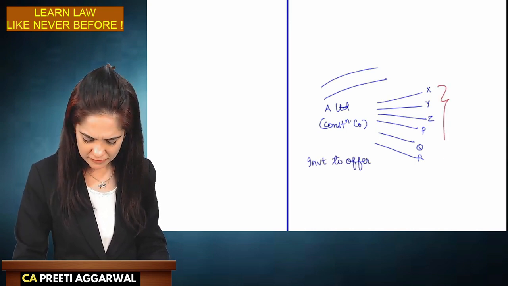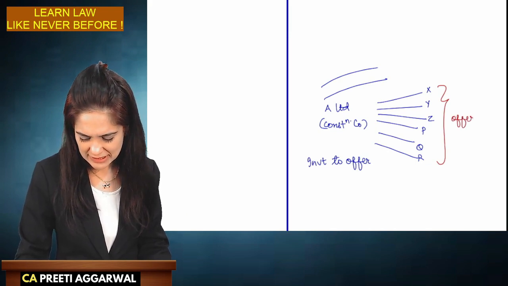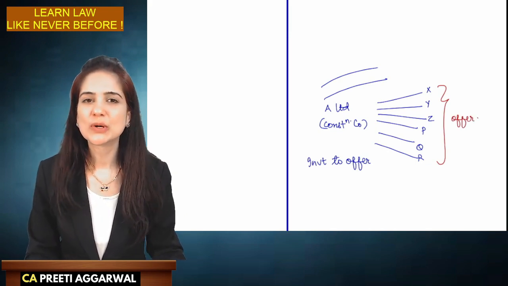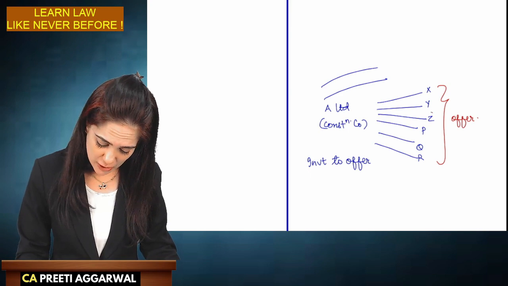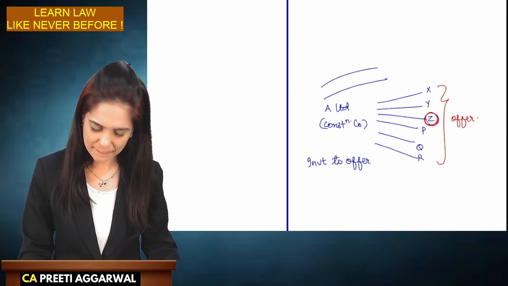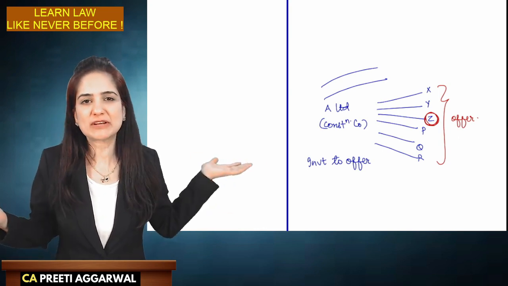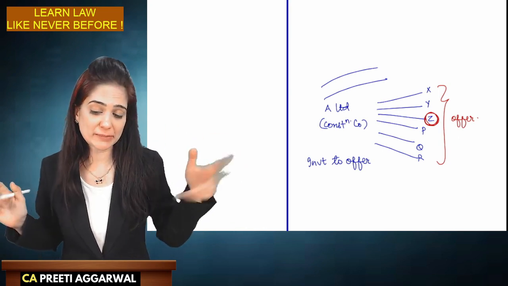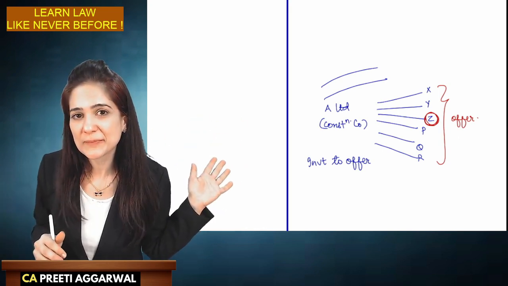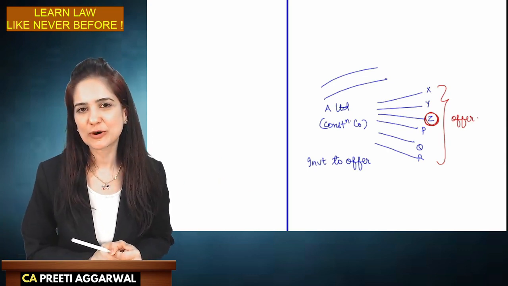Who gave the offer? X, Y, Z, P, Q, R. We found that Z's offer was the best. He was ready to supply cement at the lowest price. So don't you think it was inviting negotiation, that I want to buy cement? You tell me at what price you are ready to supply. That is nothing but an invitation to offer.